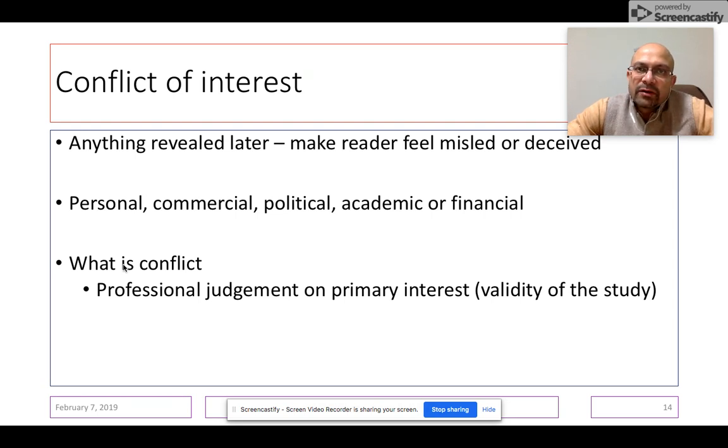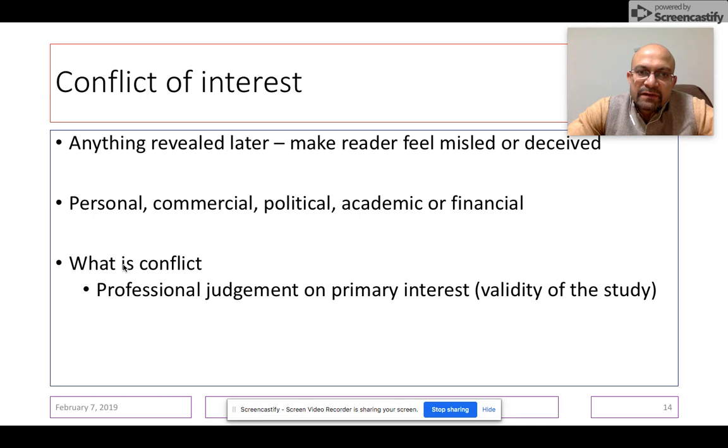Let me also talk here a little bit about conflict of interest. When you are reading a paper, if there is something which is revealed to you only much later in time, then it might make you feel misled or deceived or cheated. And this is certainly not a good feeling. So authors should avoid this. If there is anything which is conflicting their interest, such as a personal interest, a commercial interest, a political viewpoint, an academic viewpoint, or a financial conflict, then this should be declared upfront. You should be clear and say that, yes, there is a conflict of interest, but it has not affected my personal judgment. This kind of statement is well accepted, but if you hide it, then it will definitely not be acceptable.